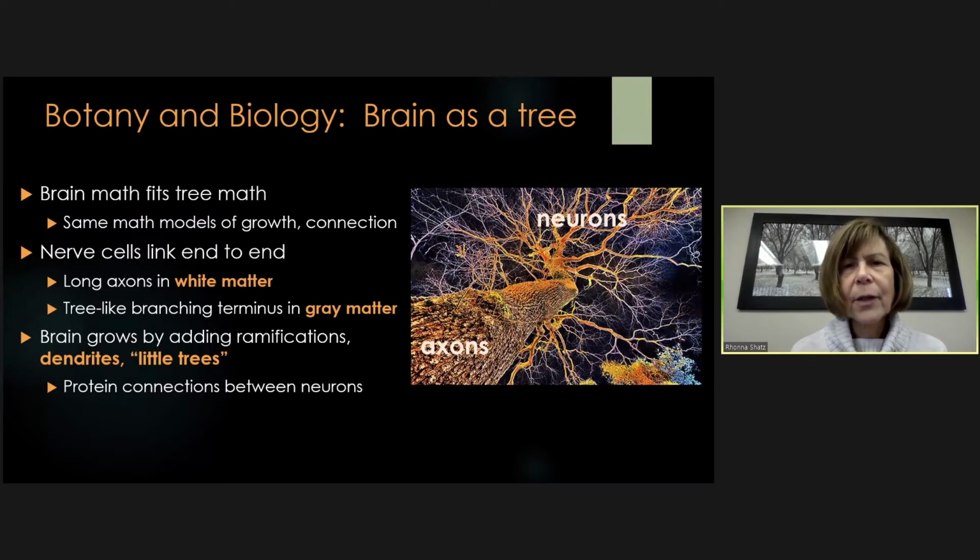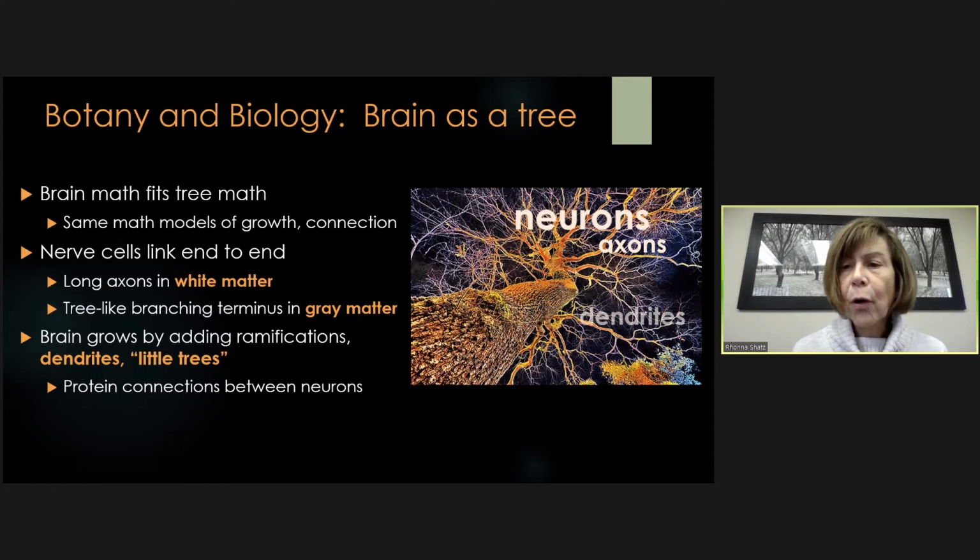And it turns out that the brain math fits the same tree math. The same math models of growth and connection of trees fit exactly how the units that make up the brain grow and change. So in the brain, we have nerve cells that link end to end. We have long axons in the white matter, and then terminal tree-like branching structures called gray matter.